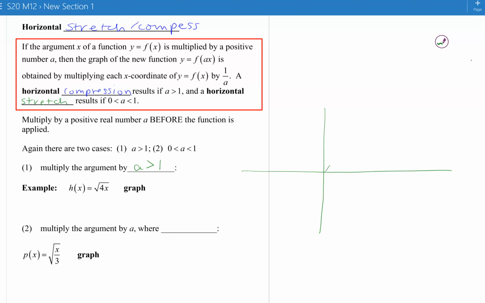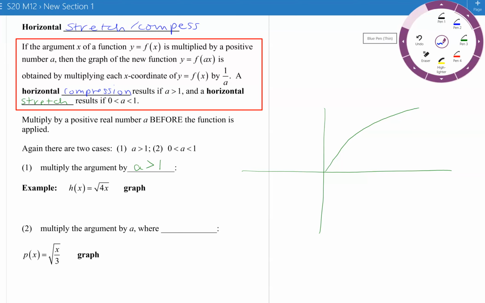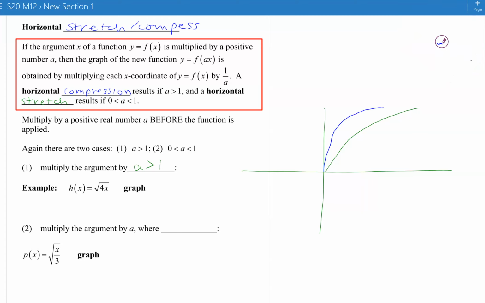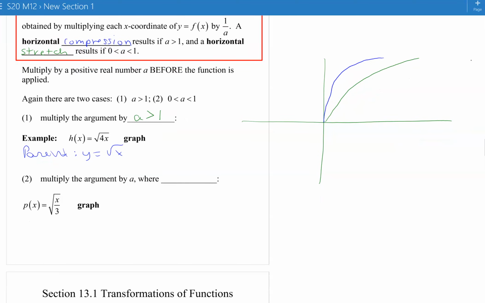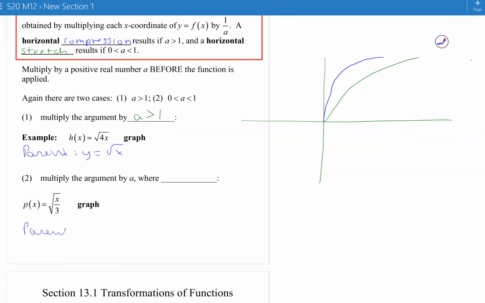So I'm going to draw the basic square root graph. Then multiplying by 4 before we do the function has the effect of smushing the graph up horizontally. You put your hands to the right and left and smush inward on the graph. And let's make sure we're also continuing to note the parent graph, so we get in that habit: y equals square root of x. And for this second example, y equals square root of x.